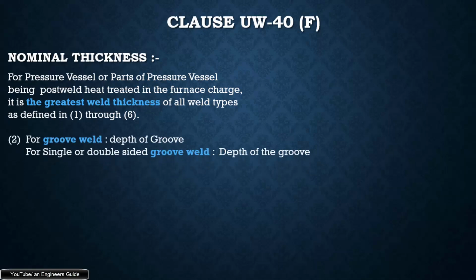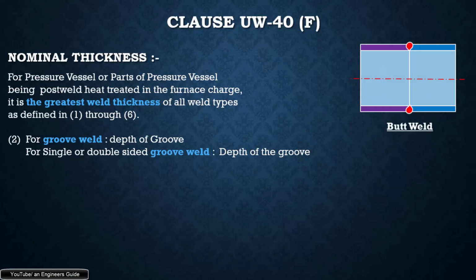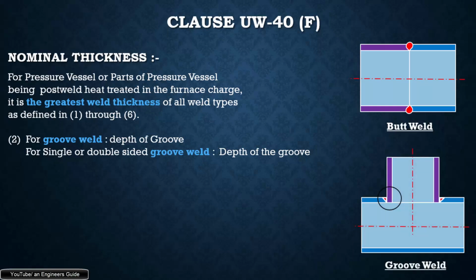Point number 2 says nominal thickness will be the depth of the groove for a groove weld, and the depth of the groove for a single or double-sided groove weld. The question might be in your mind, isn't the butt weld a groove weld? Yes, a butt weld is also a groove weld, but a groove weld cannot always be a butt weld. Here I have shown one figure in which a nozzle is penetrated in the shell and welded with some groove. This is nothing but the groove weld.